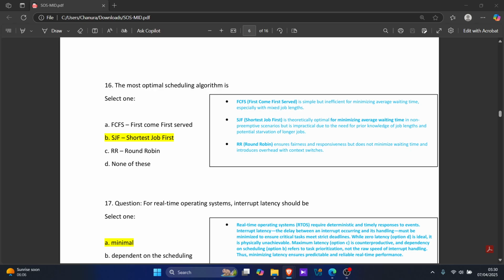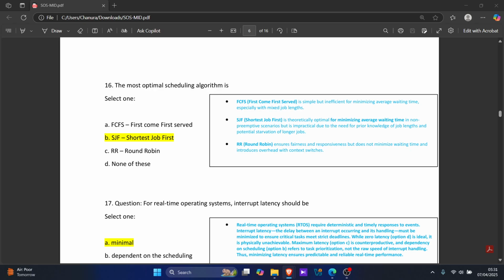The question is about the most optimal scheduling algorithm. If we're talking about minimizing average waiting time, then SJF is optimal. But the options include none of these. So why would the answer be none of these? Maybe because the question is considering other factors besides average waiting time. For example, in real-time systems, different algorithms might be optimal. Or perhaps the question is referring to the fact that while SJF is optimal in a specific scenario, in practice it's not feasible. Therefore, the correct answer might be none of these because no single algorithm is optimal in all circumstances.